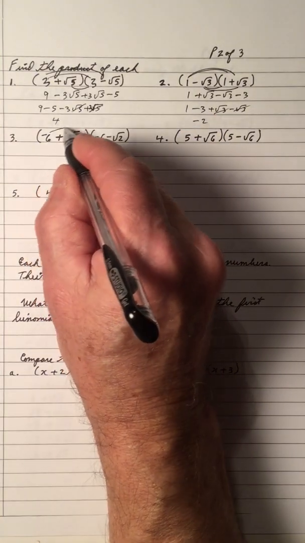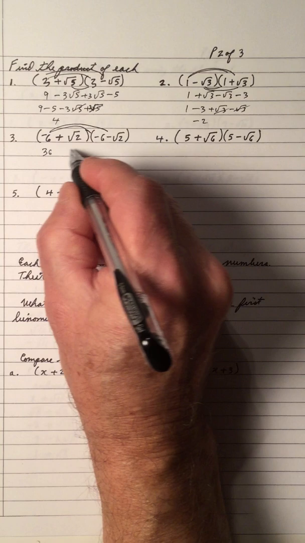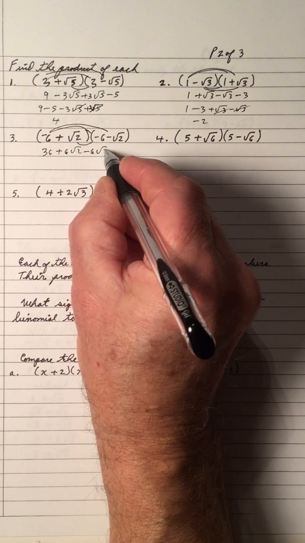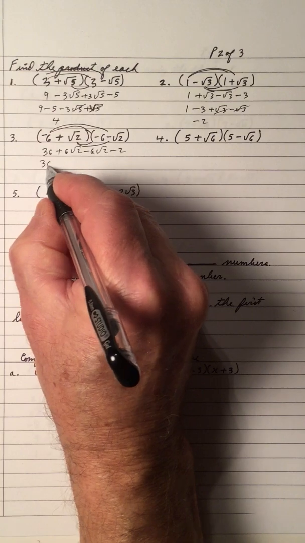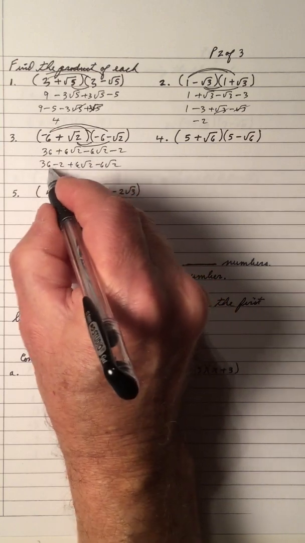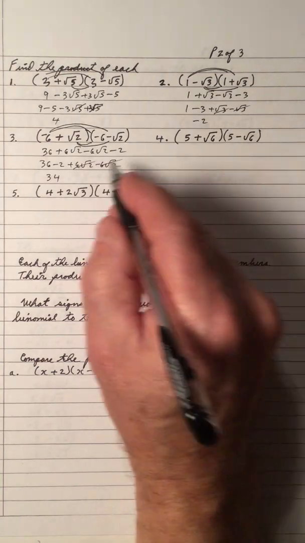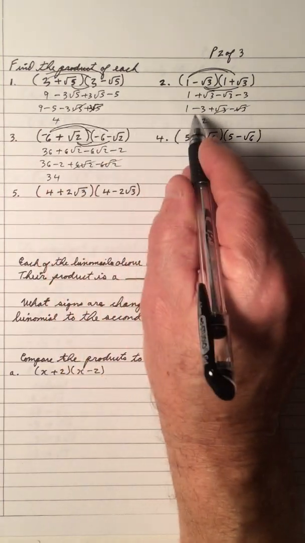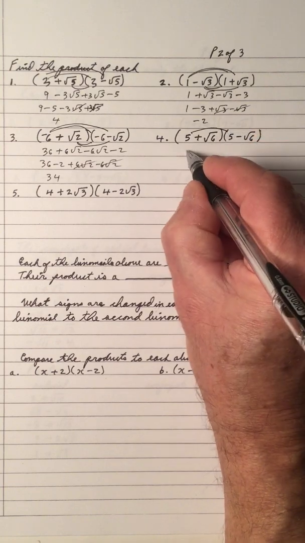And continue. First, 36. Outside, positive 6 root 2. Inside, negative 6 root 2. Last, negative 2. In group like terms, that gives me a 34, and they cancel out. And you can see, notice in these there's no radicals, no roots. Root 5 times root 5 is 25.